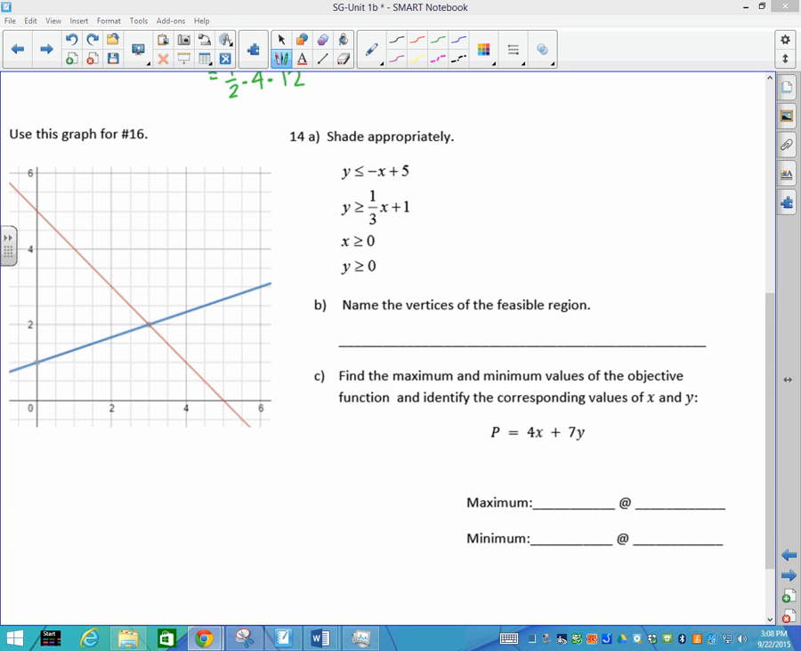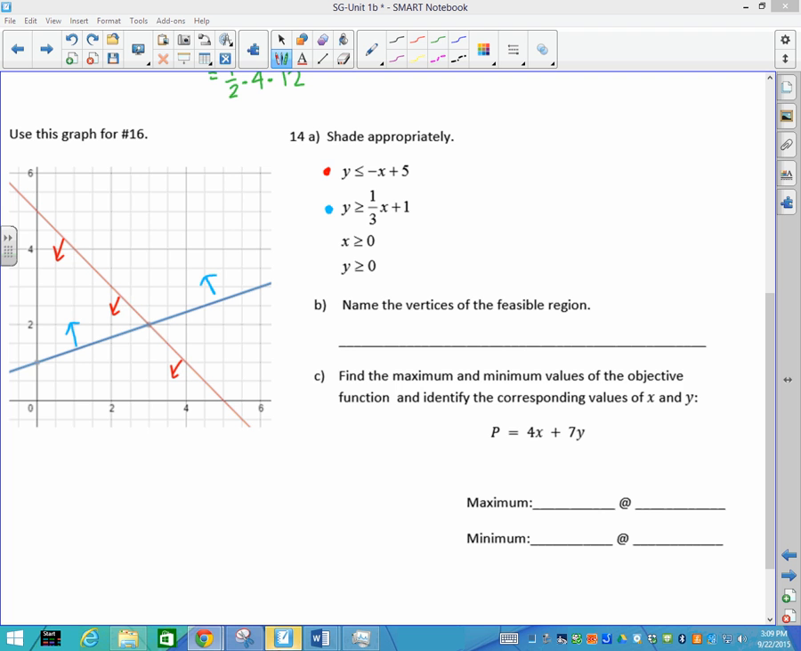The first one says y is less than or equal to negative x plus 5. So hopefully you found y equals 5 on your y-axis, which means that this has to be that line right there. So my red line is that one. It says y is less than that number, so I'm finding my y-intercept and I'm shading below. That makes the other one, with a y-intercept of 1, this line right here. And it's greater than, so I'm going greater than this y-intercept, so I would be shading here.